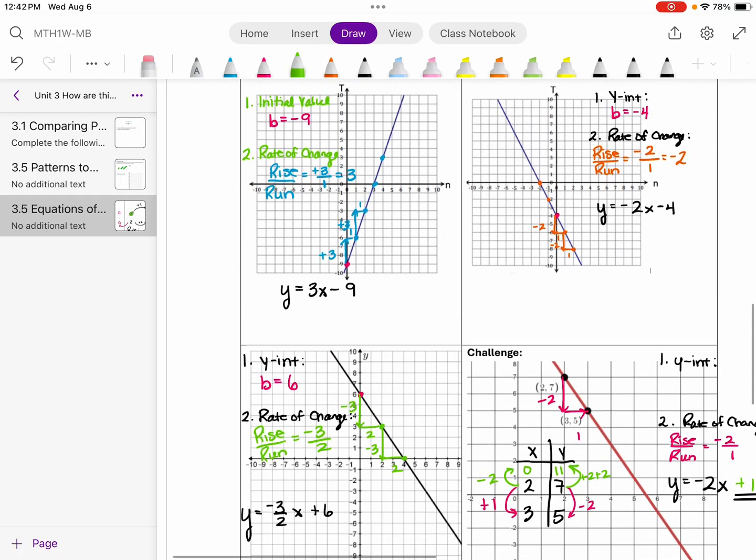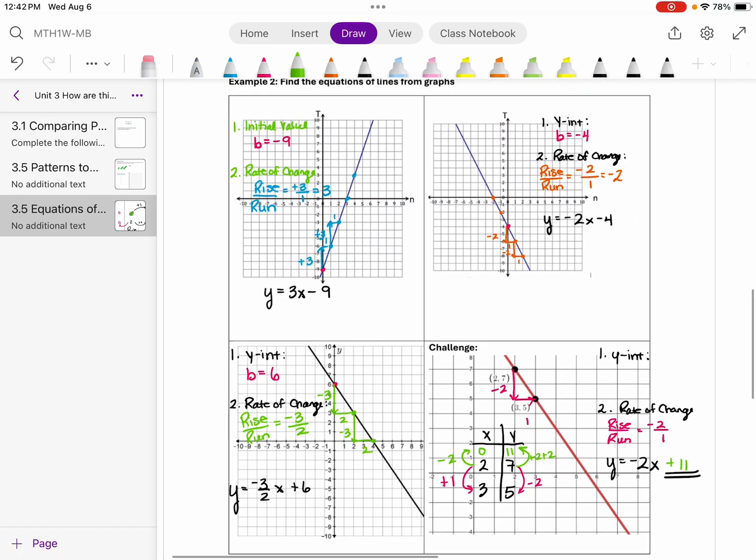When writing equations of lines, remember all you need to do is find your initial value and then use rise over run to find the rate of change.